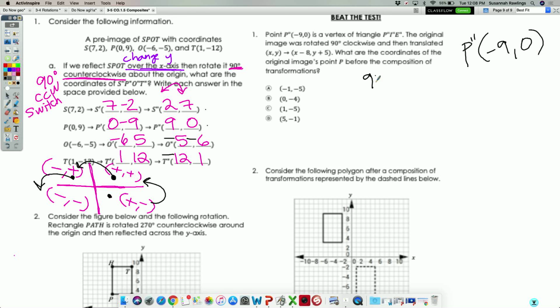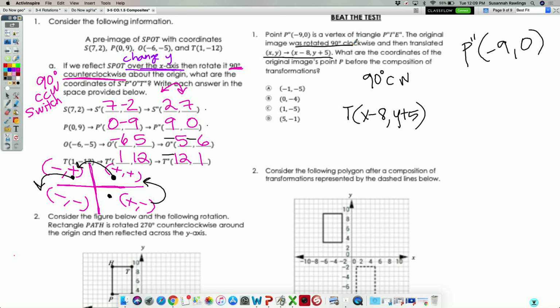So 90 degrees clockwise, not counterclockwise, clockwise. And then also I had a translation: x minus 8, y plus 5. You could also just underline these things. I'm just pulling out the important information. Okay, I'm kind of just making this word problem a little bit easier. So it gave me double prime, but look what it's asking me to find.